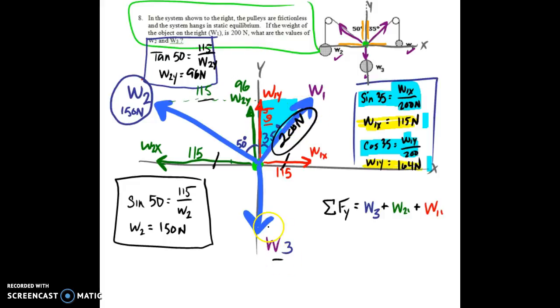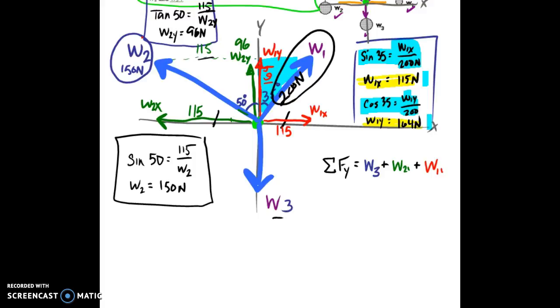Now we just have W3. To get W3, that's on the y-axis. Let's use the net force equation for that. We know that because the forces are balanced, there's no motion, no change in velocity. The forces must sum to 0. W3 is what we want to calculate.